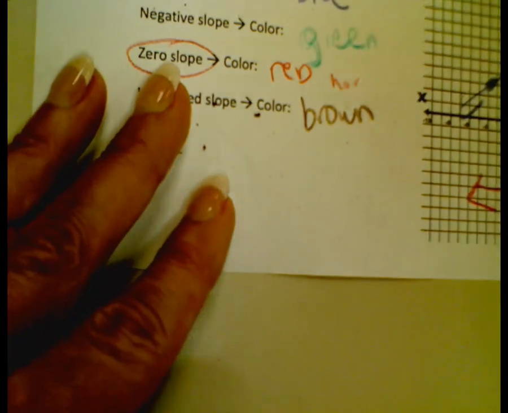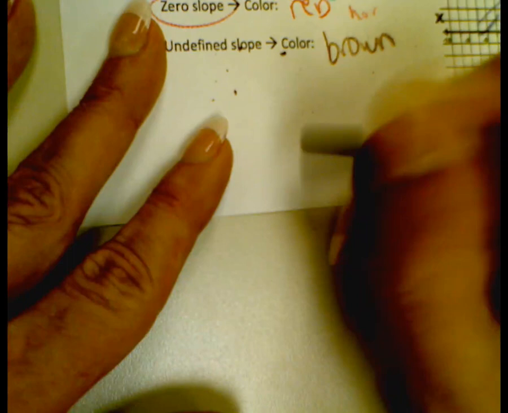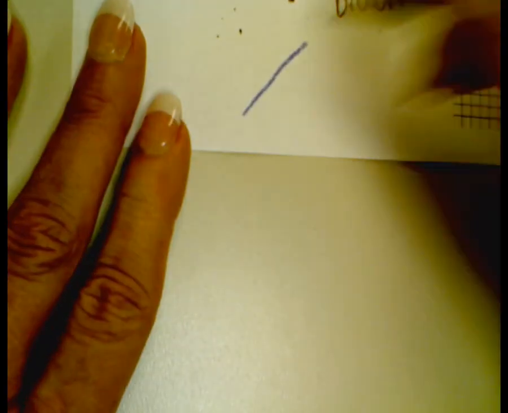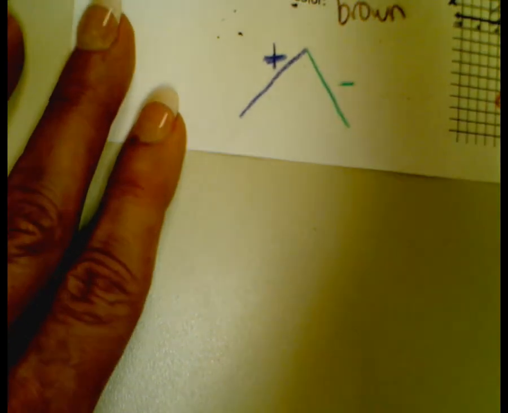So I'm going to give you guys a little pattern to remember. Positive slopes go up. Watch this. It's called my slope mountain. That's positive. So I'm going to put a little positive there. I used green for negative. So this is my negative slope. I used red for 0.